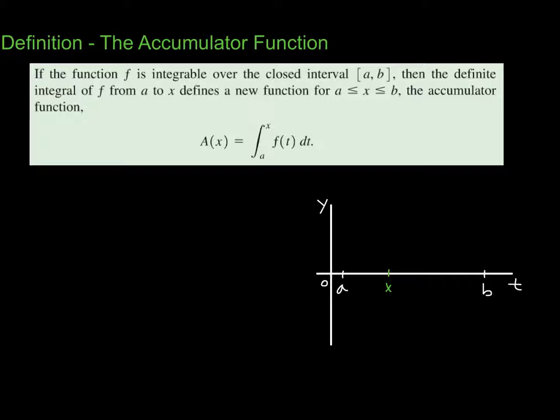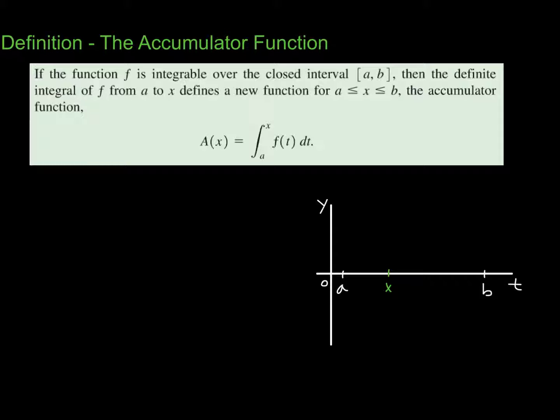So if we have a function f and it's integrable over the closed interval from a to b, then the definite integral of f from a to x defines a new function for x in between a and b called the accumulator function, written as A of x, or the accumulation in terms of x, which is equal to the integral from a to x of f of t dt. Now, you probably have a question regarding the multiple variables that are here. So you want to take a second to think about what each variable represents. That'll help clear it up for you.